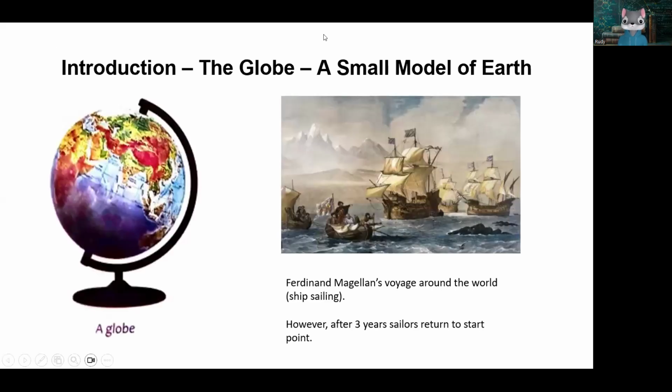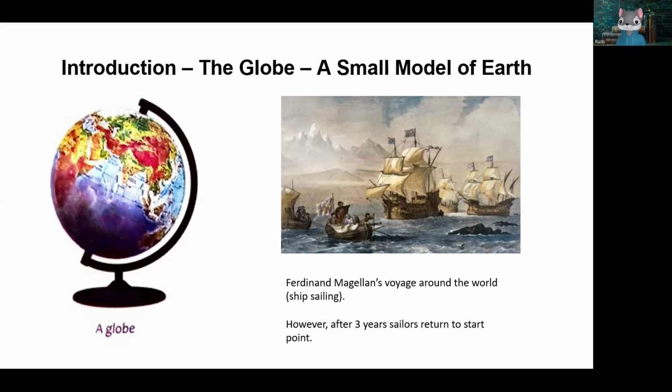So, firstly, what is a globe? A globe is a smaller version of the Earth that shows everything that the world has, including countries, continents, islands, and oceans, and many other things that the naked eye can see on land. The globe helps us to understand where a place is situated.